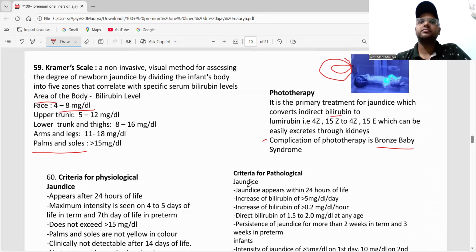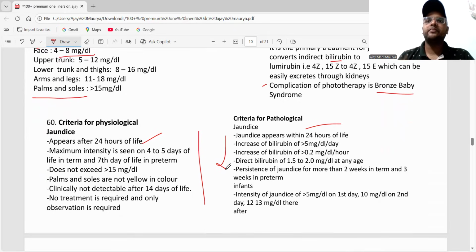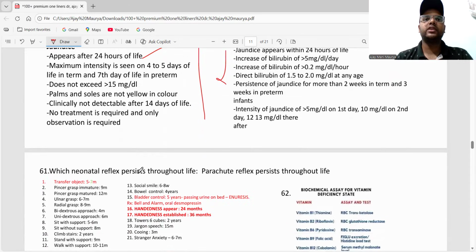Next one. What are the criteria for physiological jaundice and the criteria for pathological jaundice? Everyone knows this one, so I don't want to discuss it here. Physiological jaundice appears after 24 hours of life, pathological within 24 hours of life. What is the normal value of the bilirubin here? Okay, 0.1 to 1. So you have to know about this one. Just read that.